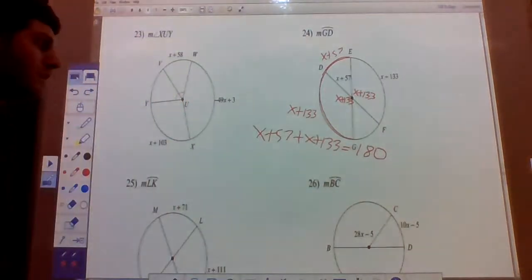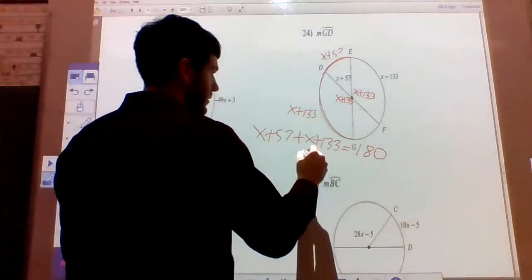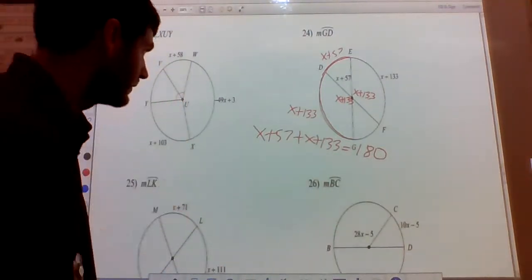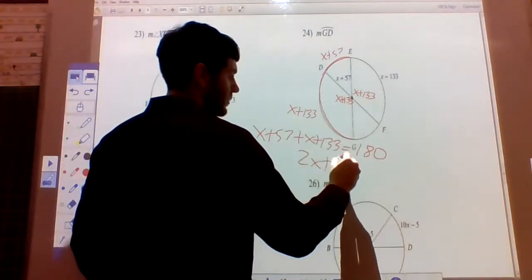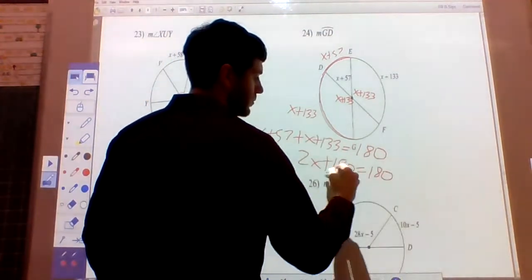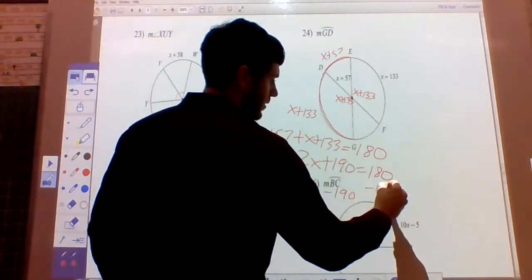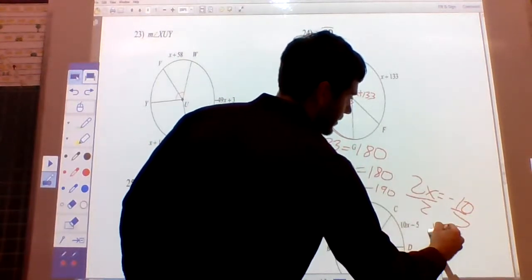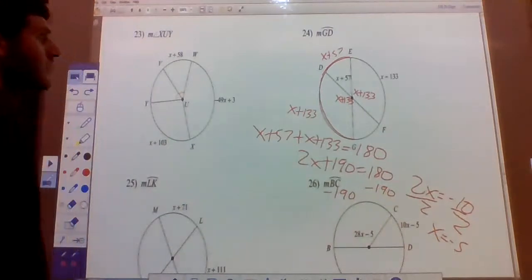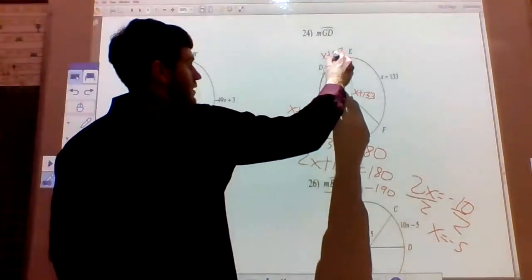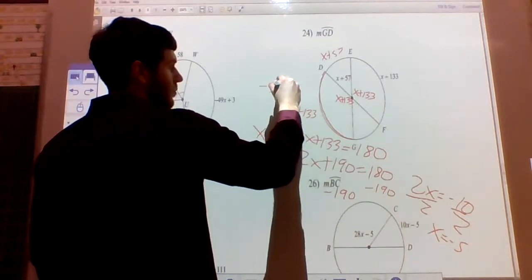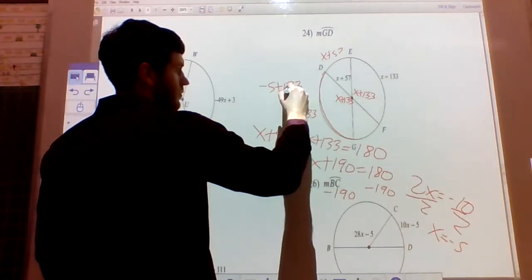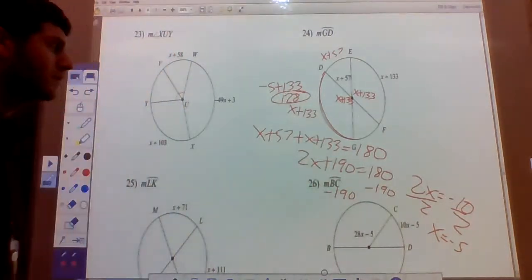It's a semicircle. So 2x, 57 plus 133 is 190. So 2x plus 190 equals 180. We subtract 190 and we get 2x equals negative 10. We divide by 2. We get x equals negative 5. We want to find the measure of GD, so we just want GD. So negative 5 plus 133 is going to be 128. Okay, 128.